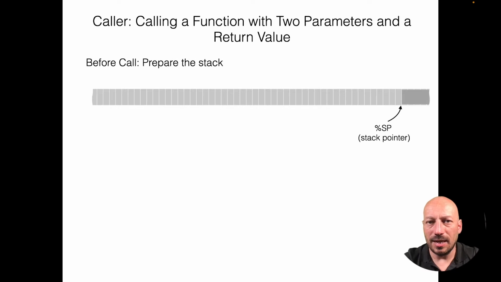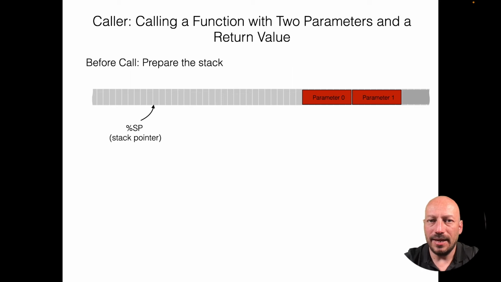Let's consider a simple example where a function expects 2 parameters and will return 1 value. And for simplicity, let's assume that all these values have a size of 8 bytes. Then it's easier to avoid problems with alignment restrictions. Then we certainly need to reserve a bit more space on the stack before the call. Because before the call, we will first store the parameters on the stack. And after the call, we expect that we can fetch from the stack the return value. And then, of course, as before, the callee needs to store the return address on the stack.